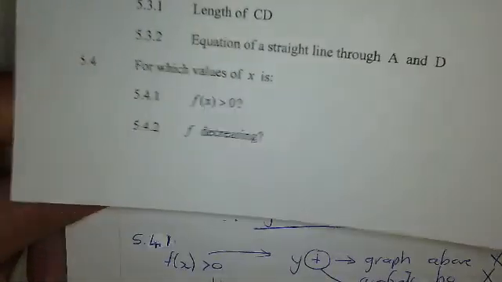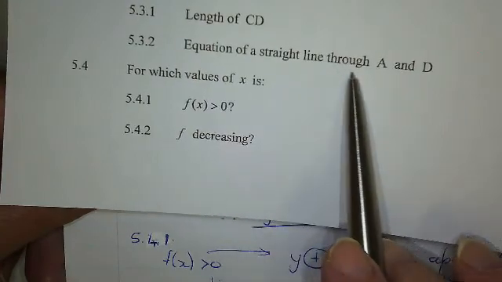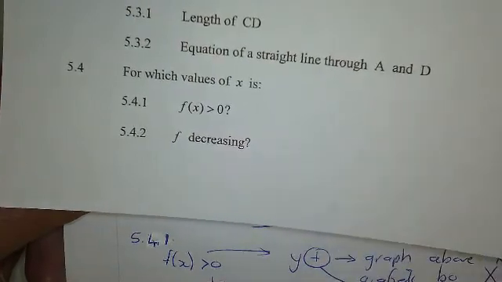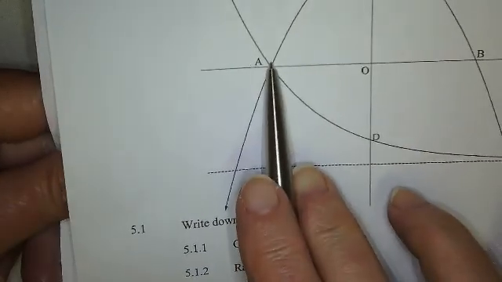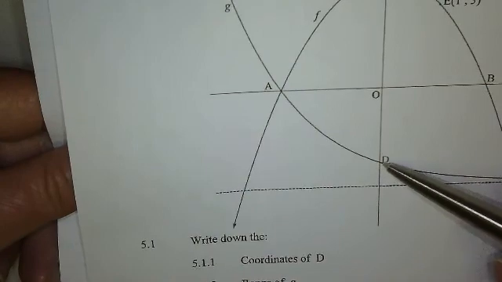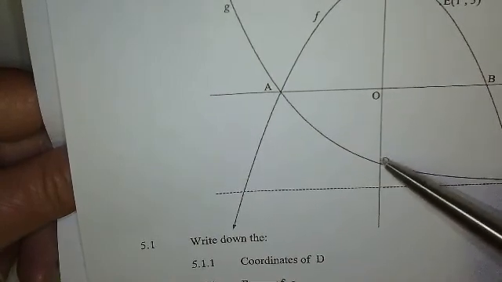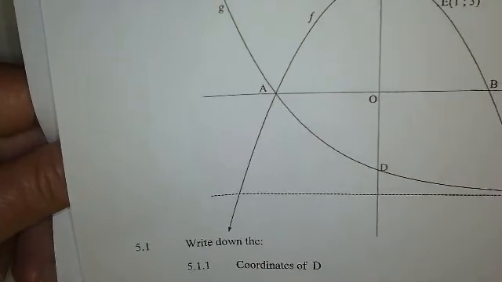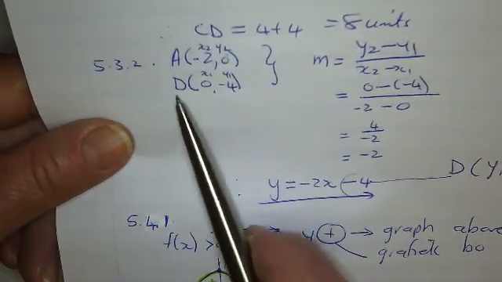Next question, they say, find now the equation of the straight line through A and D. Once again, A, we already calculated the coordinate of A, it was negative 2, 0. And D, we've calculated as, what were the coordinates there? It was 0, negative 4. So we write it down once again. So that's my A coordinate, that's my D coordinate.